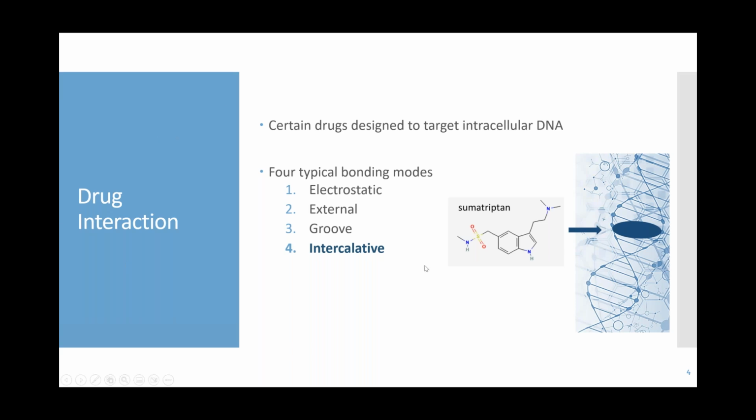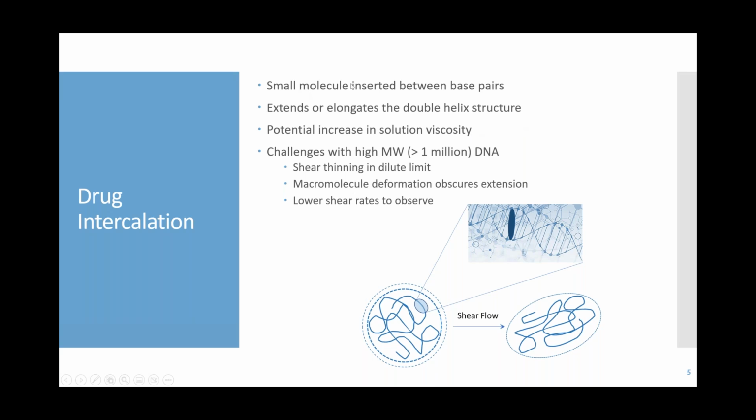What happens with this type of interaction or association is that a molecule such as sumatriptan, a small molecule drug, will insert itself in between the base pairs in the double helix. So why is that relevant? When this small molecule inserts itself into the structure, theoretically what you would expect to happen, and this has been shown empirically as well, is that it would extend or elongate this double helical structure. So you're basically going to expand the random coil or worm-like structure if you introduce enough of these small molecule drugs into the DNA structure.